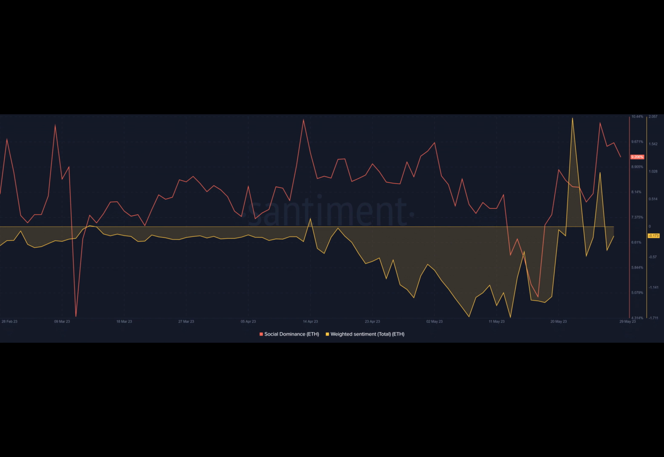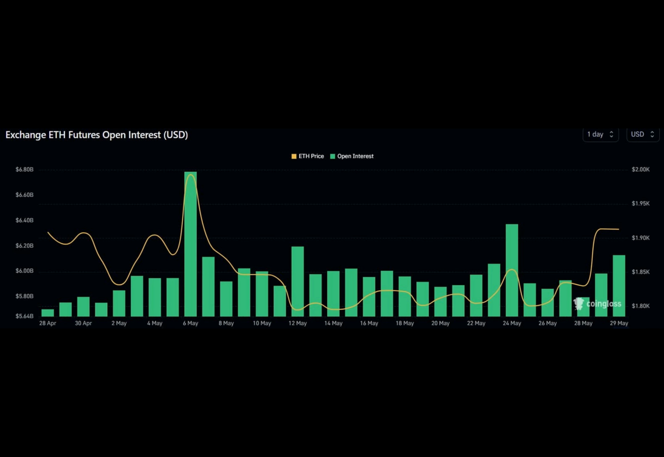And thanks to the hike in price, sentiment around ETH also improved, as evident from the spike in its weighted sentiment. Ethereum's social dominance was also relatively high, reflecting its popularity in the crypto space.